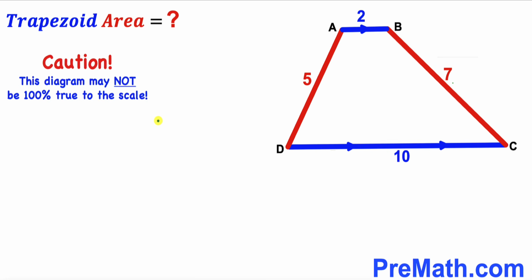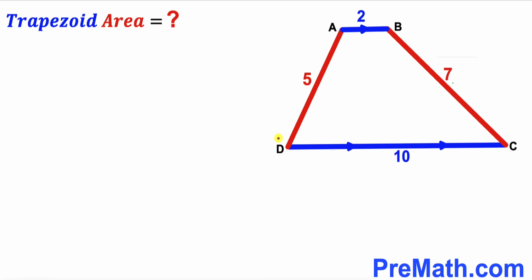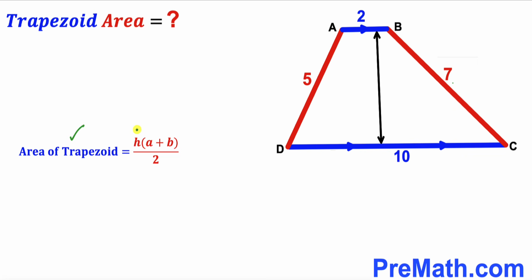Please keep in mind that this figure may not be 100% true to scale. Let's go ahead and get started, and here's our very first step. Since we are interested in calculating the area of this trapezoid ABCD, let's recall the area of a trapezoid formula. Area is always equal to the height h times a plus b, the bases, all over 2.